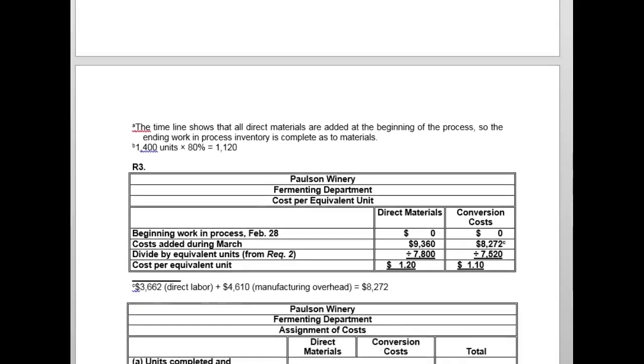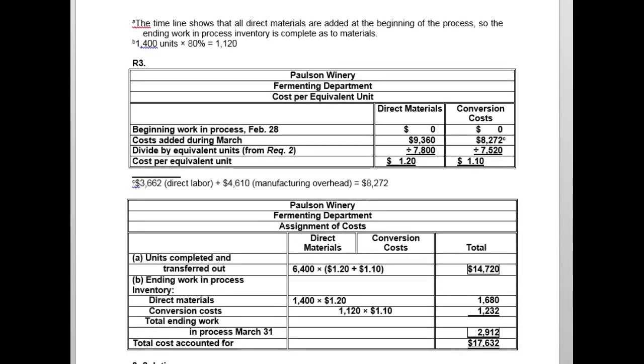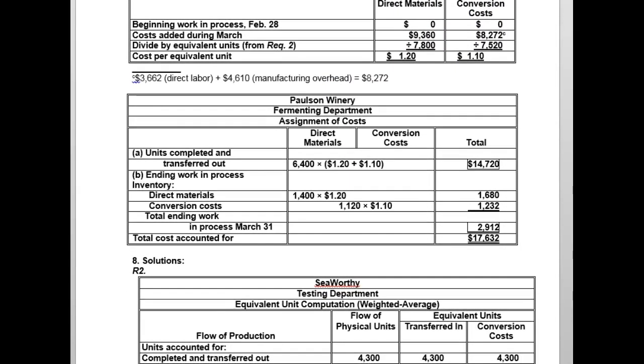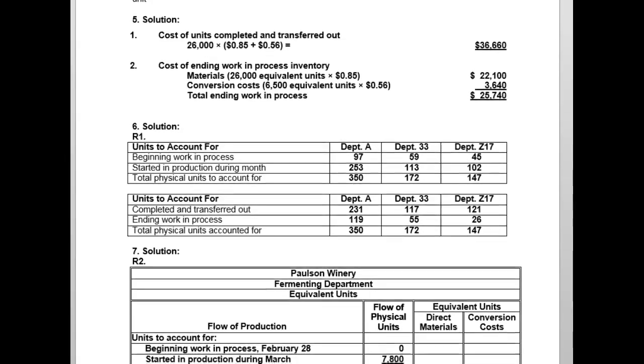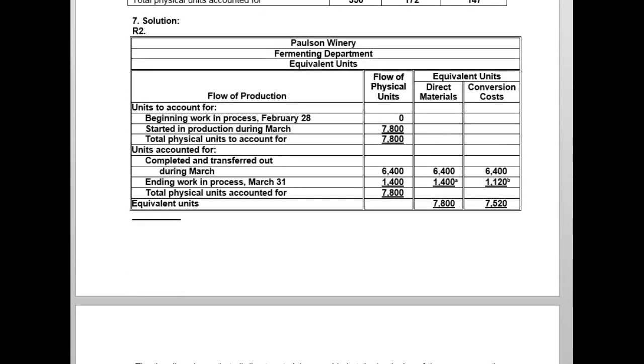Once we get the units, then we're going to look at costs, and we're going to find the cost per equivalent unit for direct materials and conversion costs. Now, once you get that done, then we can assign cost and come up with the amount of costs that have been transferred into finished goods, and the amount of cost for those units that will stay in work in process. So it's a 3-step process, and the first step is going to deal with units.